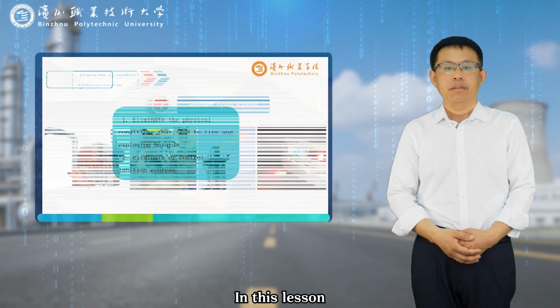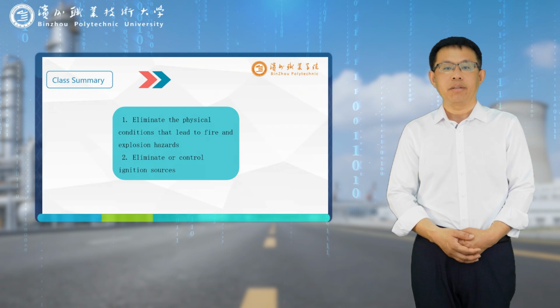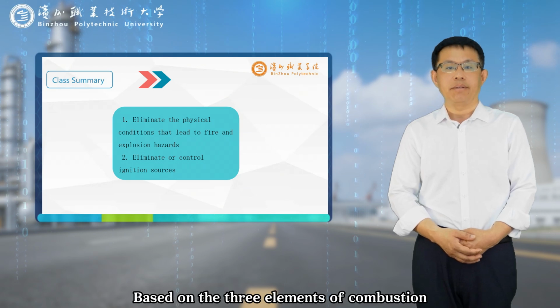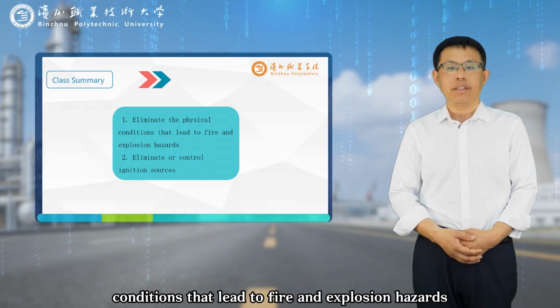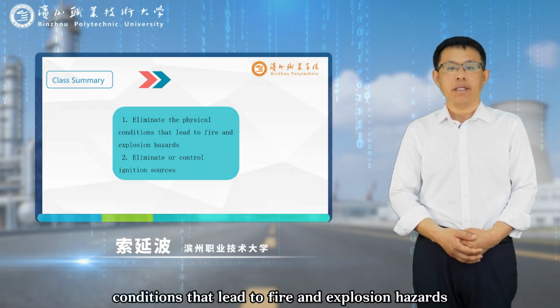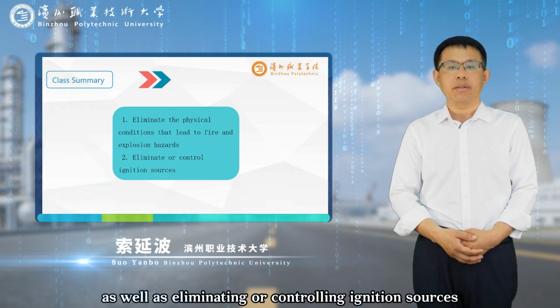In this lesson, we have studied basic fire and explosion prevention measures. Based on the three elements of combustion, these measures primarily involve eliminating the material conditions that lead to fire and explosion hazards, as well as eliminating or controlling ignition sources.